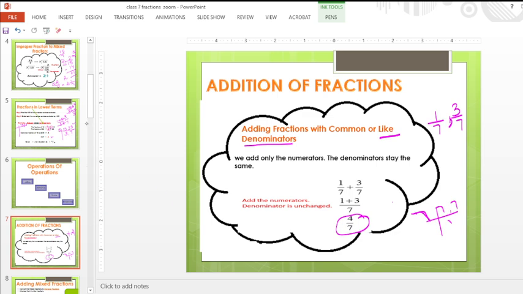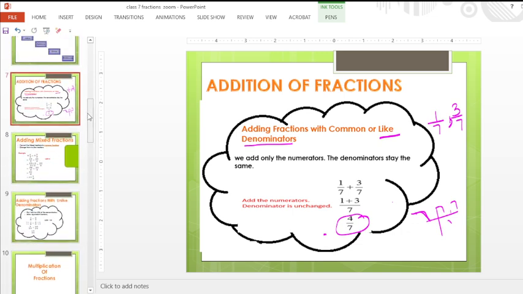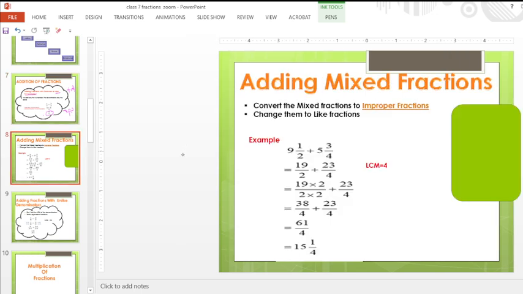So let's move on to the next slide, that is how to add mixed fractions or improper fractions also. These are not like fractions. So the question is, what is the question? Add these fractions, meaning mixed fractions. This is the question that will come to you in the exam. So what you do, you are just connecting them with a plus sign, and if it is subtraction also, then you connect it by a negative sign, right?